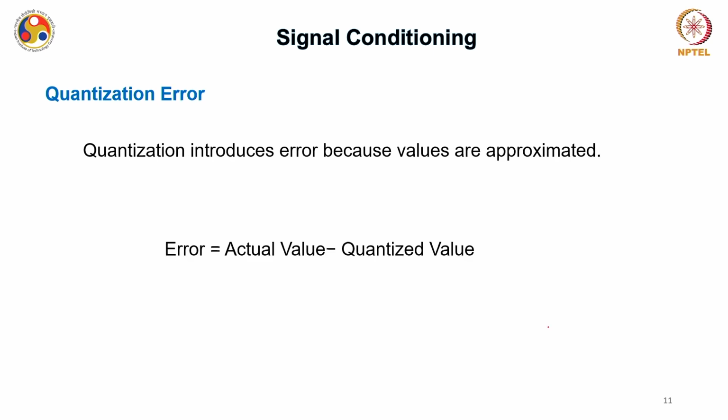Now whenever you have quantization, there will certainly be error associated with it, because whenever you are doing quantization there will be certain approximation done, and this is exactly the reason for error. And the error will be equal to the actual value minus the quantized value. So whenever you are doing this second stage of quantization, there will certainly be an error, and this is known as the quantization error.